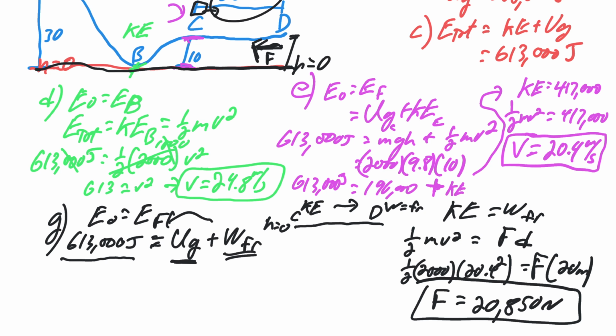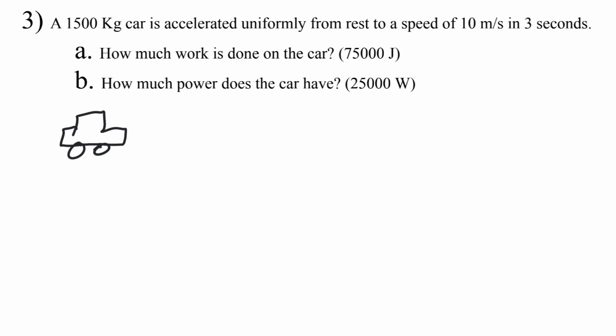All right, let's move on to question number 3. So this time we have a car. It's going to be accelerated from rest up to 10 meters per second in 3 seconds. So this actually looks like a nice easy question, right? So we have work equals force times distance. Oh, that's not going to work, is it? Because they don't give us the force or the distance.